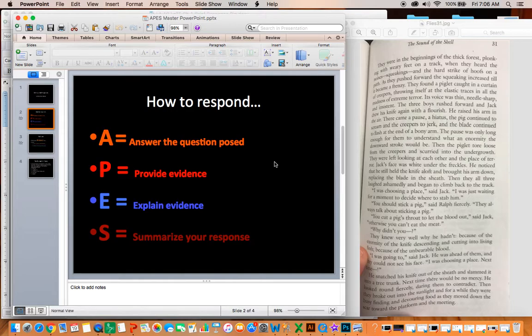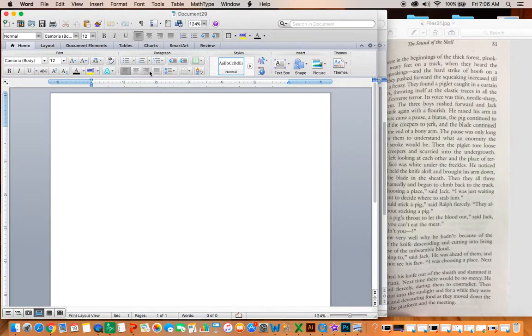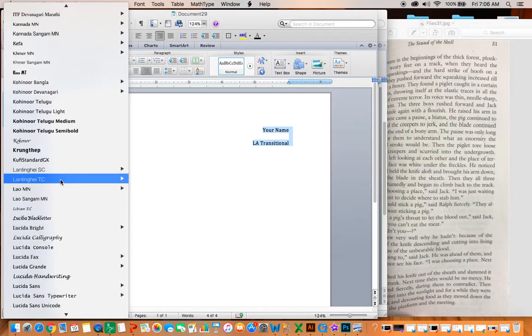So for this answer, I'm looking for two pieces of evidence. So we're going to have to answer, provide, explain, and then summarize. Okay, so let's get started on that by heading back to Word. And if this is your response, top right corner, you would put your name and then whatever class you're in. And remember, I asked for 12-point font, double-spaced, Times New Roman. So I like to get that stuff out of the way right in the beginning.